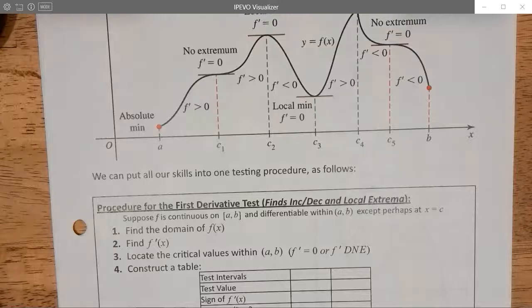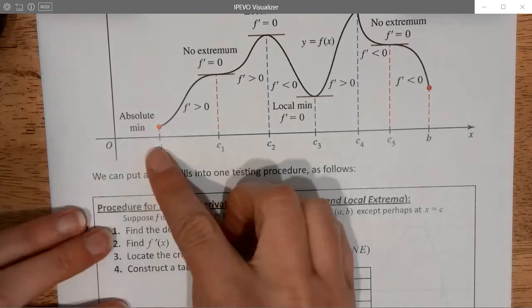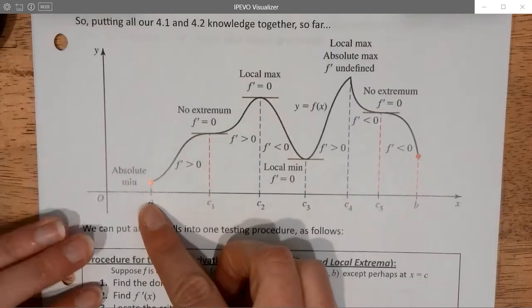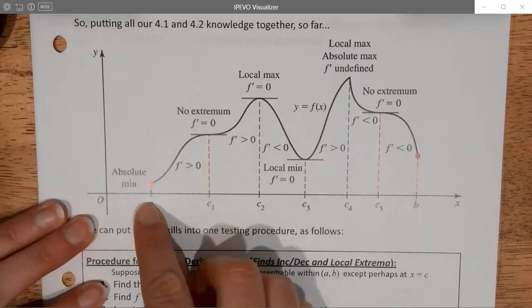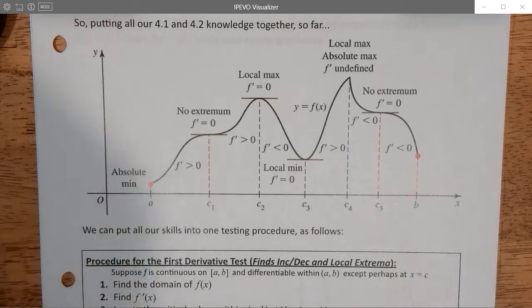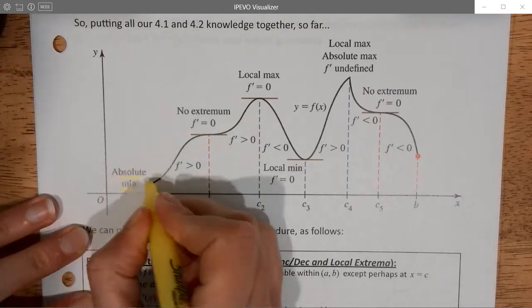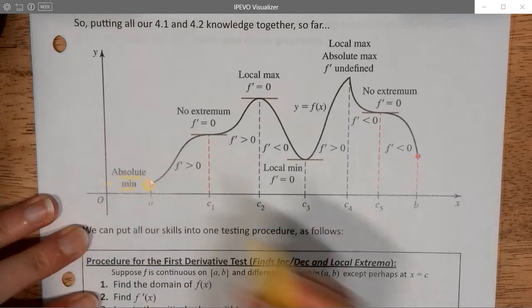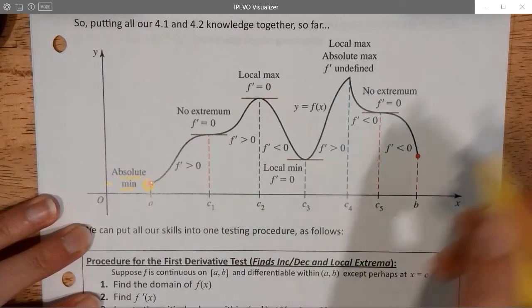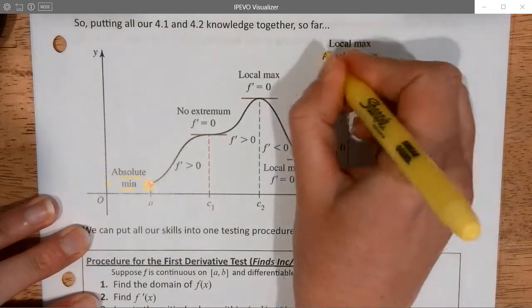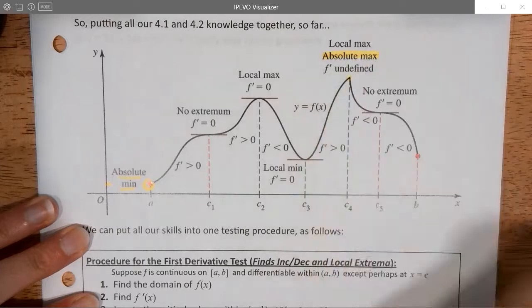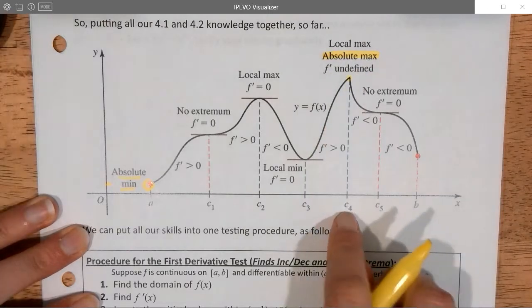Putting all of that together from 4.1 and 4.2, let's take a look at this graph. This is a graph that has lots of things labeled. It has absolute mins and absolute maxes. So it has an absolute minimum at A. This is the lowest y value that this graph achieves. And it has an absolute maximum up here at C4. That's the highest that it achieves.